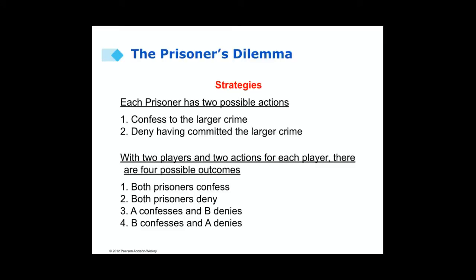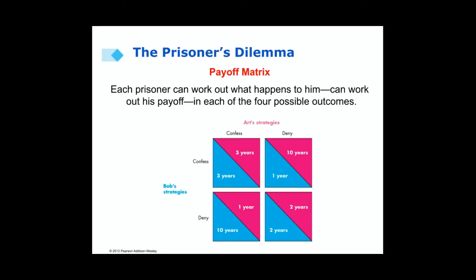There are 2 prisoners and 2 possible actions, so there are 4 possible outcomes. Both prisoners can confess. Both prisoners can deny. One prisoner can confess while the other denies, and one prisoner can deny while the other confesses. The payoff matrix summarizes the game. It shows each prisoner what the penalty is for each decision that they make, when also considering the decision that the other prisoner makes.